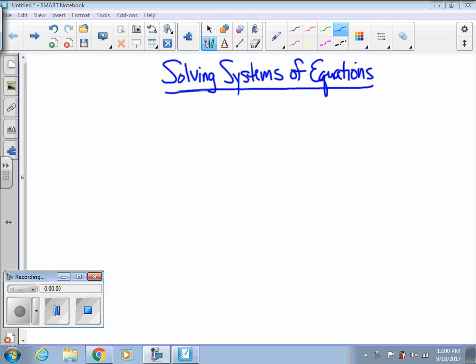So I'm going to teach you all of the ways that we can solve systems of equations. Usually the math books will teach you how to do it by graphing, then by substitution, then by elimination. I want to give you a toolbox full of tools to know how to do it depending on which is the best situation.